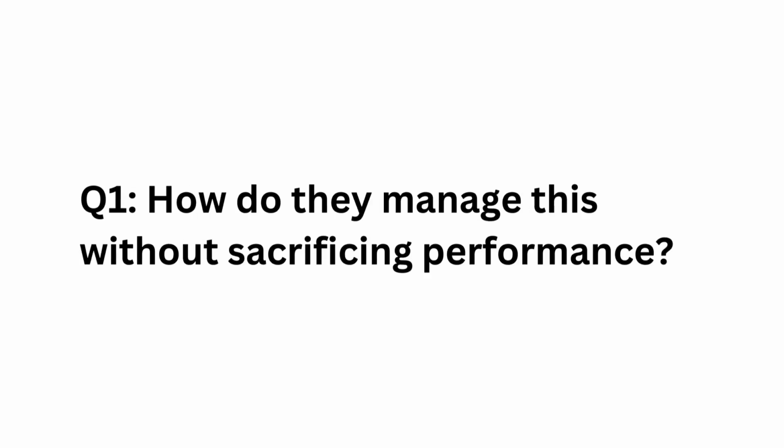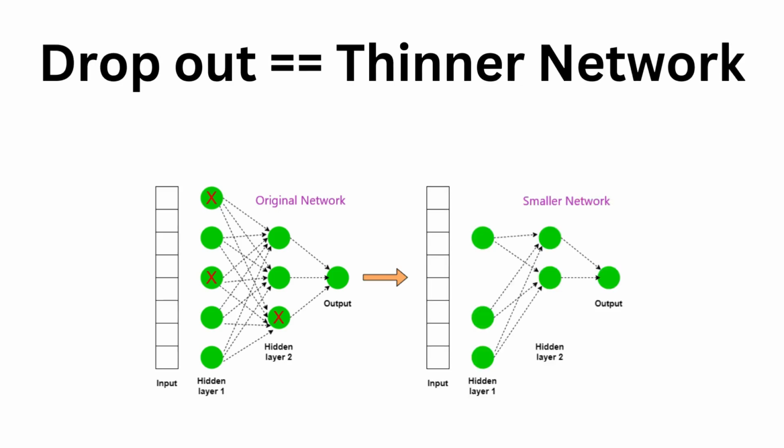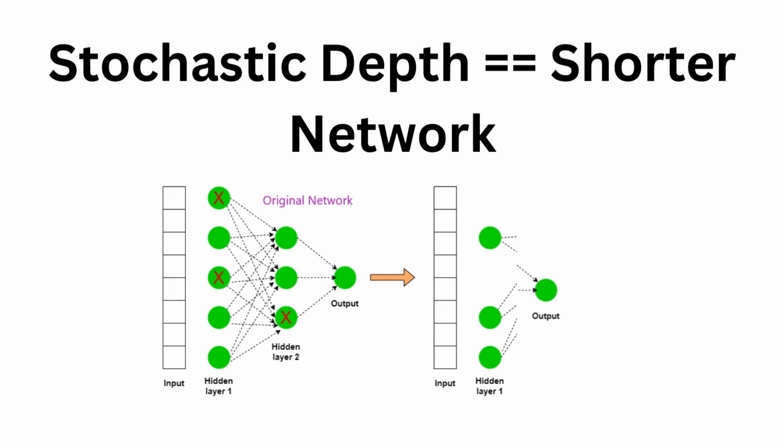Now on to the first question. How do they manage this without sacrificing performance? The key to answer this question is to see how dropout and stochastic depth behave differently as a regularizer. In dropout, you obtain a thinner network as you target randomly the neurons. The network is still as large as before, it just has less width. With stochastic depth, what ends up happening is that a whole layer gets deleted from a specific training batch. This leads to a shorter network.